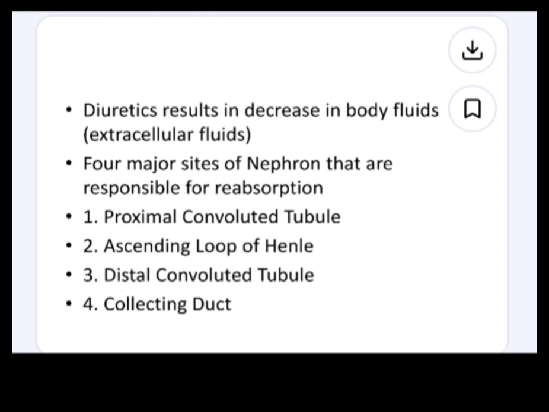Next, diuretics result in a decrease of body fluids, like extracellular fluids, sodium, potassium, chlorine, etc. The four major sites of the nephron that are responsible for reabsorption are: first, the proximal convoluted tubule; second, the ascending loop of Henle; third, the distal convoluted tubule; fourth, the collecting duct.